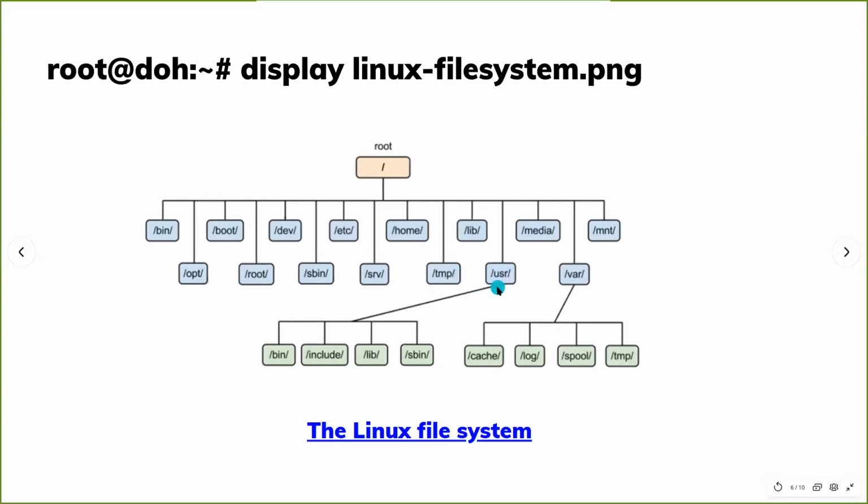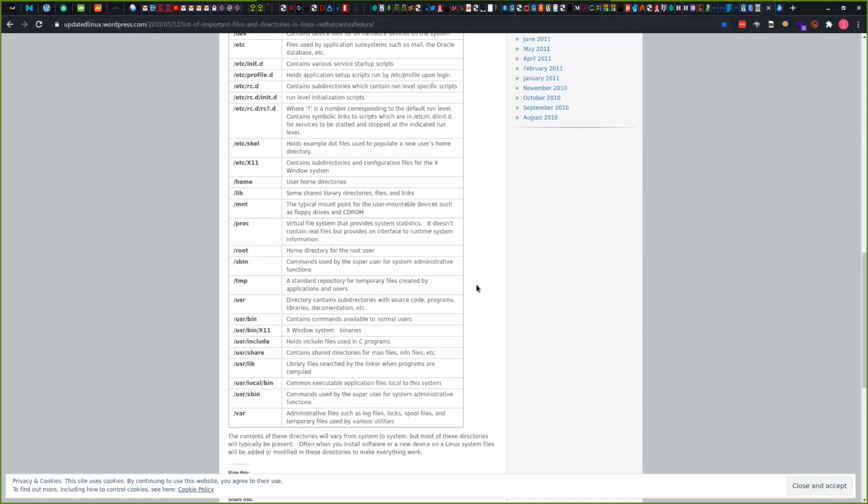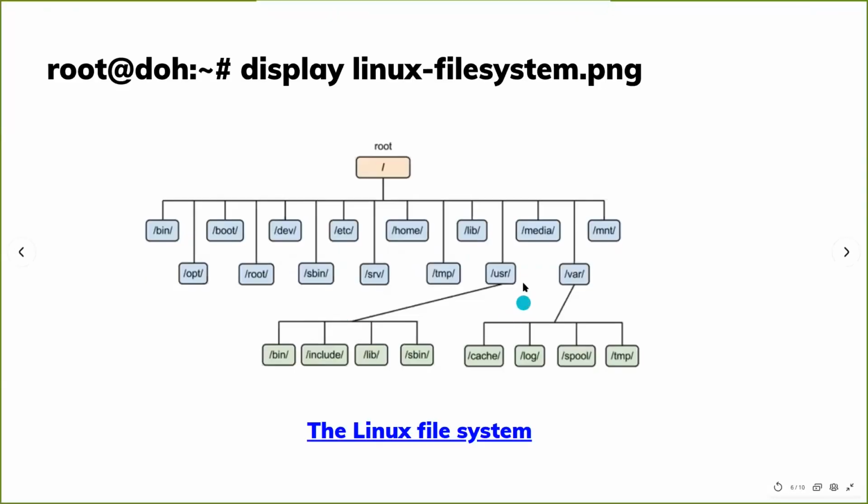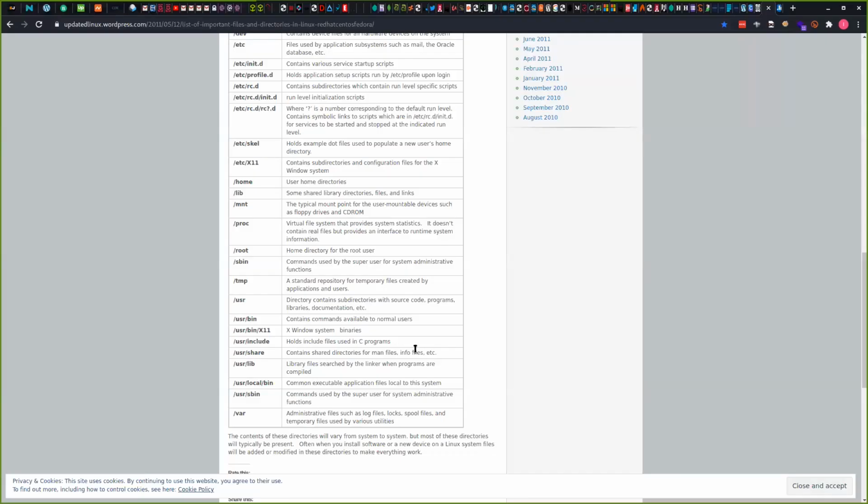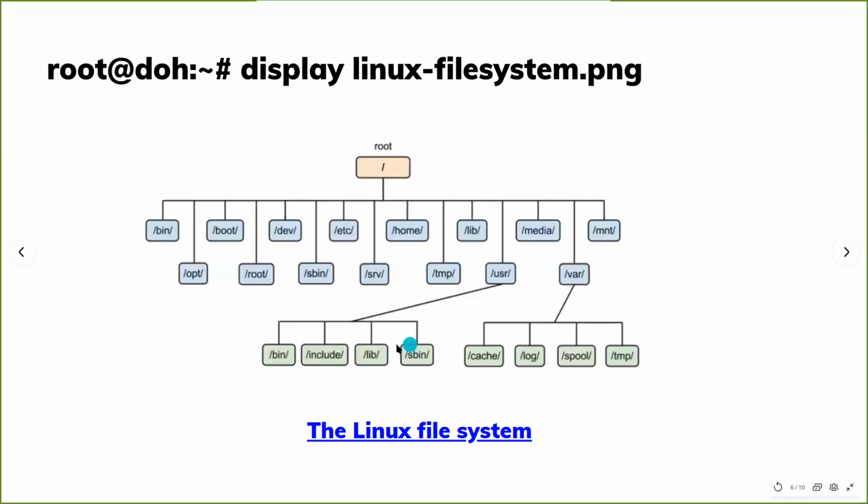Then the USR directory is a directory that contains subdirectories with source code, programs, libraries, and documentation. So if you check the USR, you can see it also contains directories like bin, include, lib, sbin. So it's just a directory that houses subdirectories with source code, programs, libraries, documentation, and the likes.